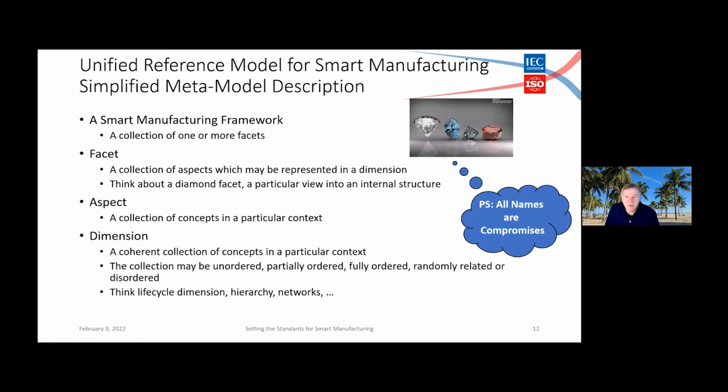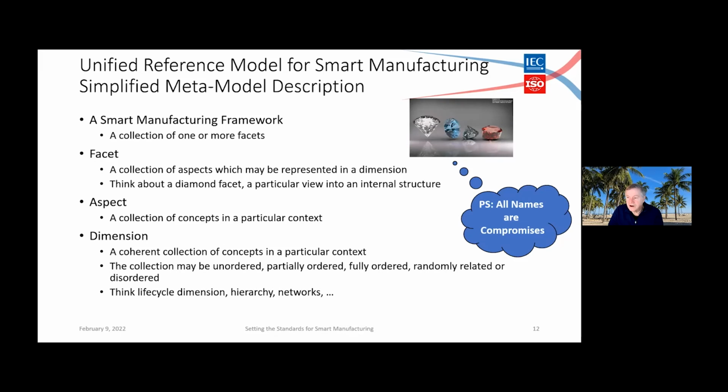So when we came up with this, we said, okay, how can we look at a smart manufacturing model that's out there, so we can start to make sense of that. And we came up with the terminology here of frameworks, facets, aspects, and dimensions. Dimensions are probably pretty clear. You can see that there are 3 dimensions.